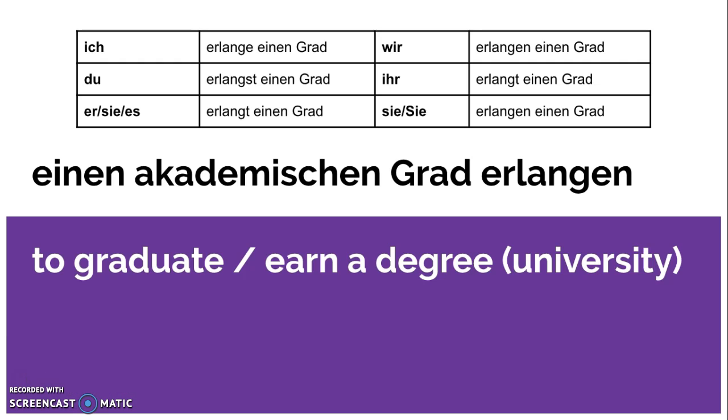Alright, the next one, einen akademischen Grad erlangen. This is to graduate or earn a degree, specifically talking about a university. So erlangen is regular, you should have ich erlange einen Grad, du erlangst einen Grad, er/sie/es erlangt einen Grad, wir erlangen einen Grad, ihr erlangt einen Grad, und sie erlangen einen Grad.